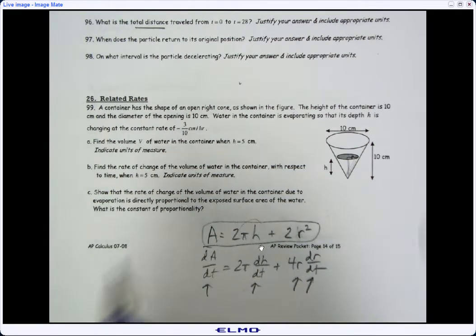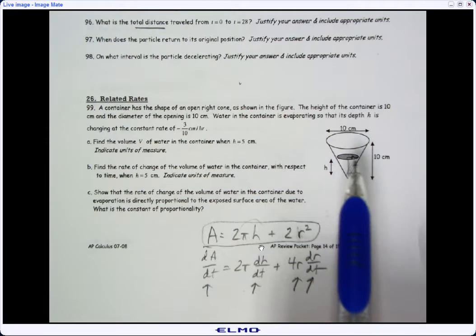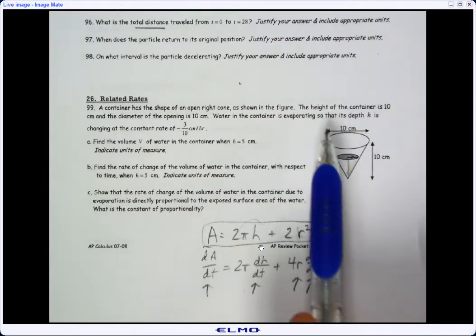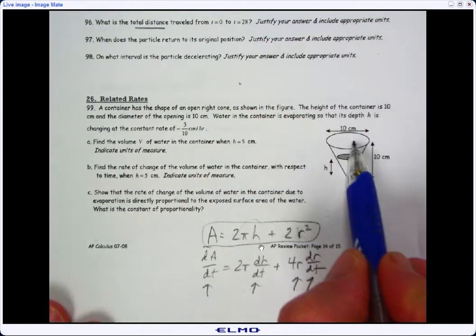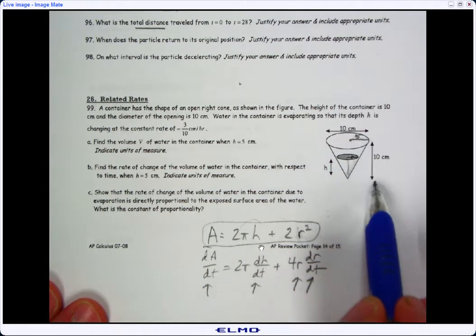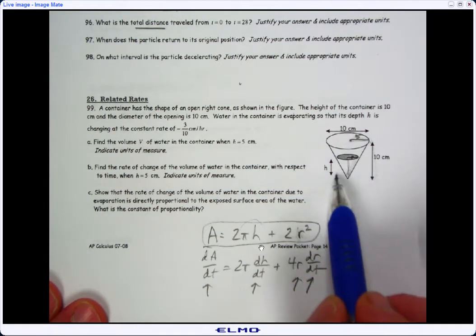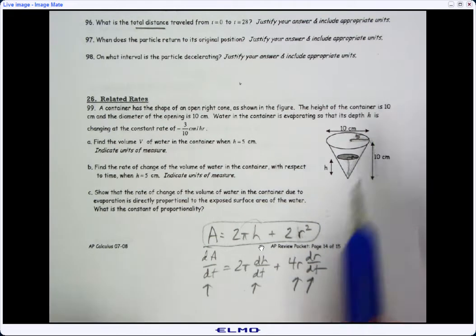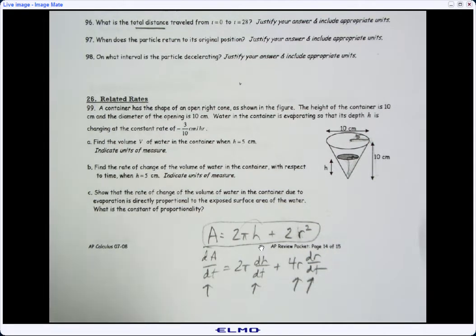Now, in a problem like this, you might be able to write the radius in terms of the height. Right here, you see the radius of the big shape is 5 and the height is 10. So the radius to height is a 2-to-1 ratio. So you might be able to rewrite the radius as half of the height, and then you eliminate a variable, which eliminates you trying to figure out dr/dt.